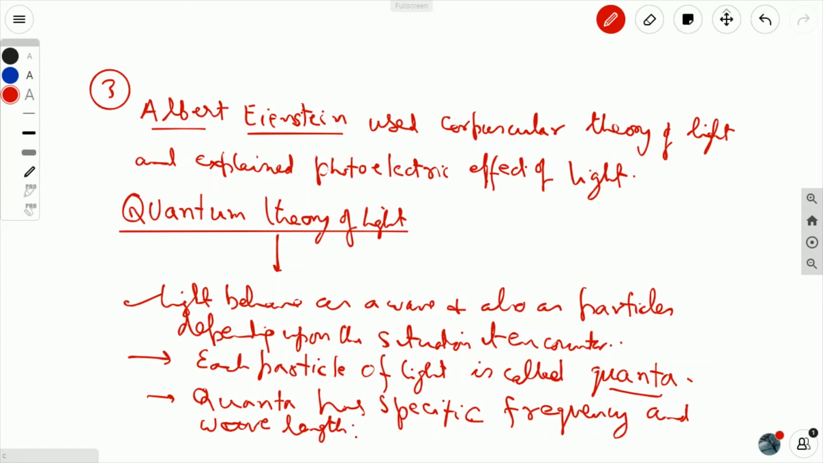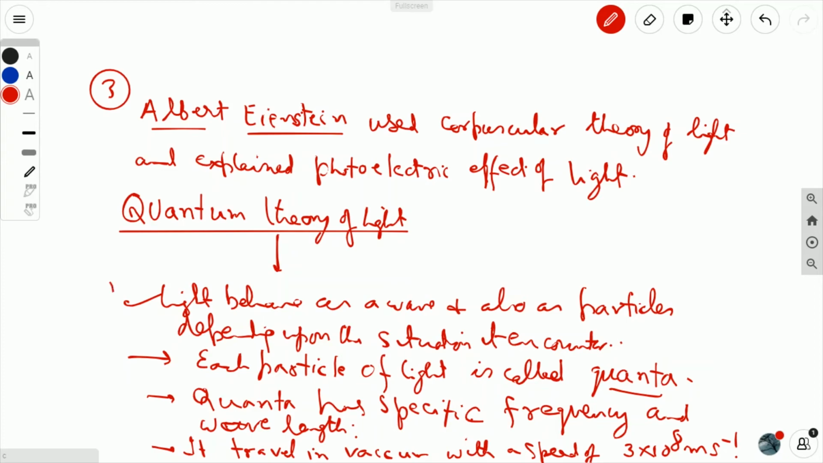So the quanta travel in vacuum with the same speed of 3 into 10 to the power 8 meter per second.